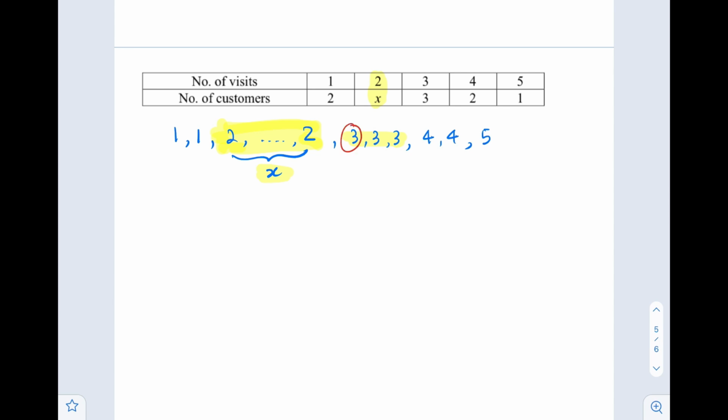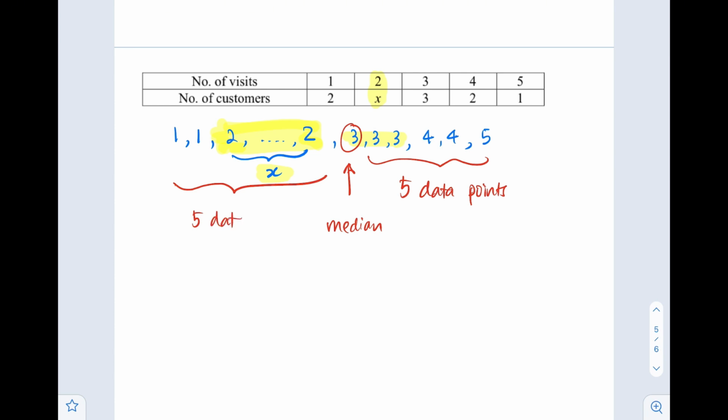So I need to consider what if I use the first 3 to be my median. Then how many data values are there at the back? If you count here, you will see that there are 5 data points behind this 3, which we are considering to be the median. This means that there must be 5 data points in front of the median, because the median divides the data set into 2 equal halves, so there must be an equal number of data points on the left and right of the median.